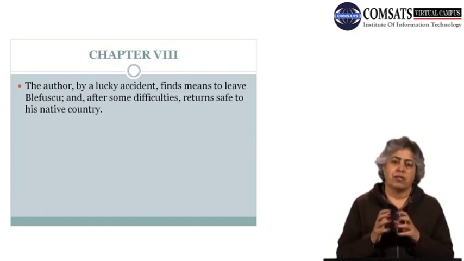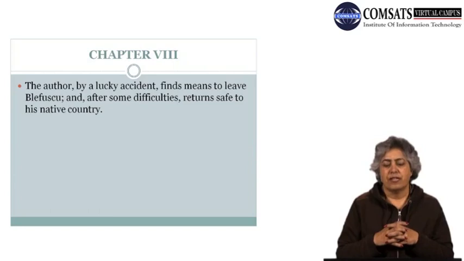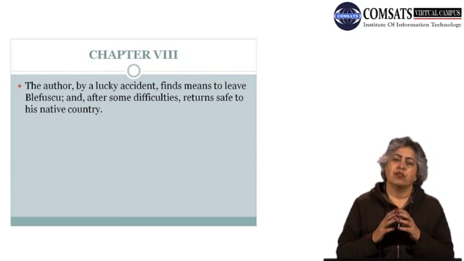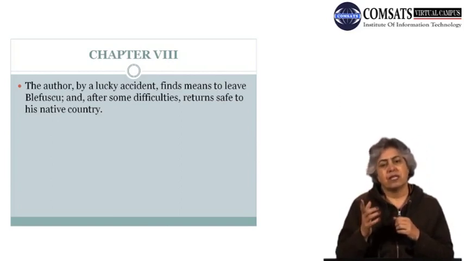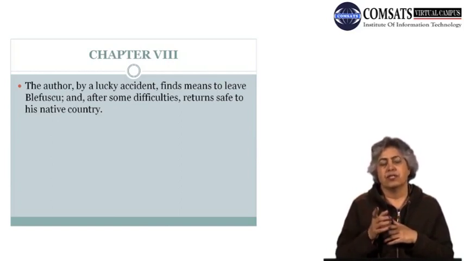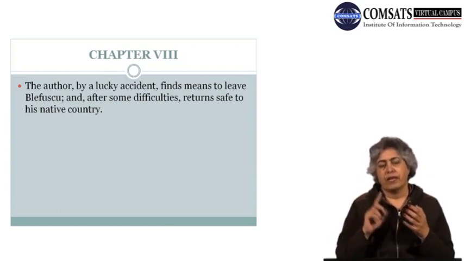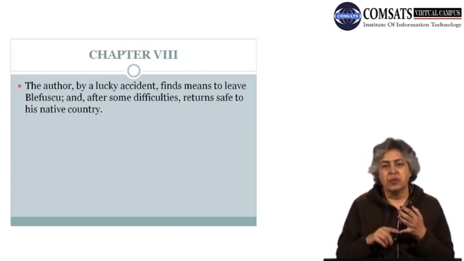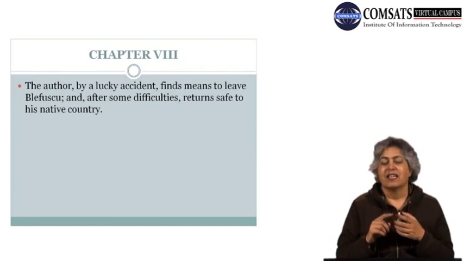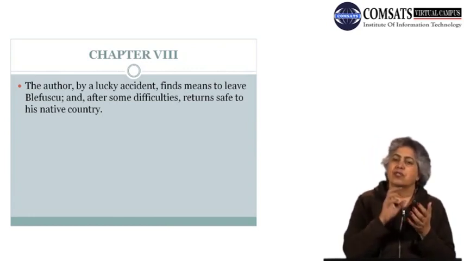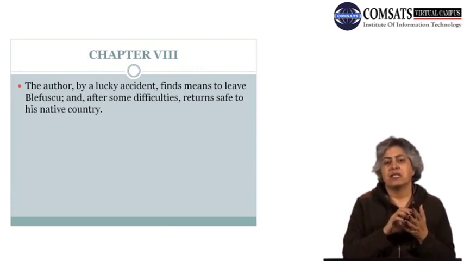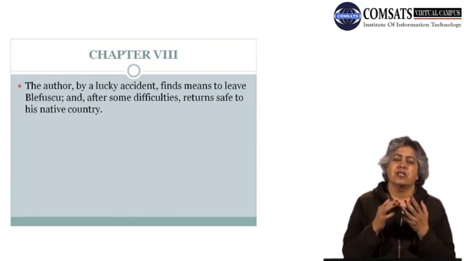In the introduction to chapter 8, Swift says, "The author by a lucky accident finds means to leave Blefuscu and after some difficulties returns safe to his native country." So when Gulliver goes to Blefuscu, he finds out that the Blefuscardian king and courtiers are no different from the Lilliputian emperor and courtiers. They're as mean, as cruel, and as cunning as the Lilliputians. So size does not matter when it is a case of cunning, deceit, treachery, dishonesty.